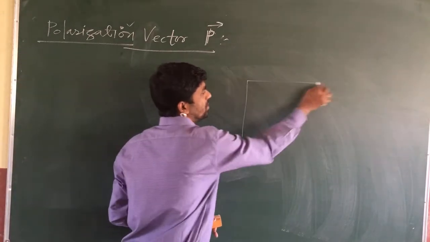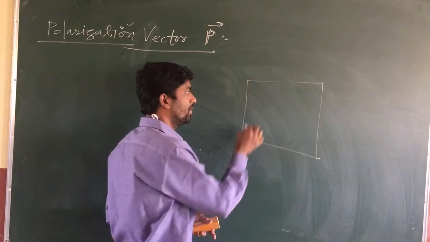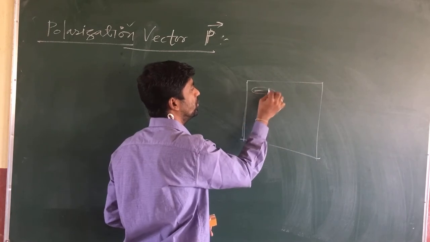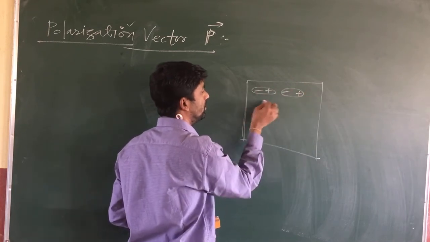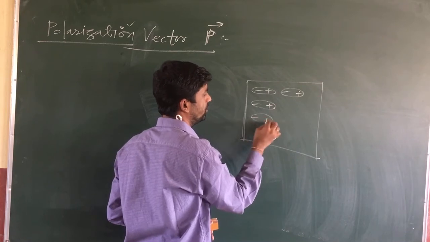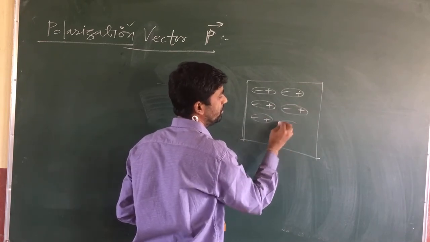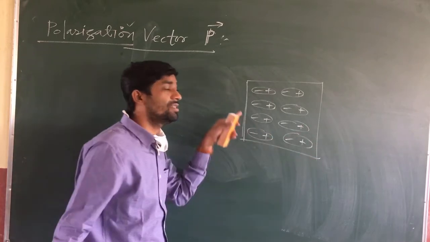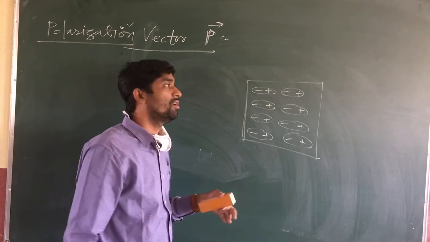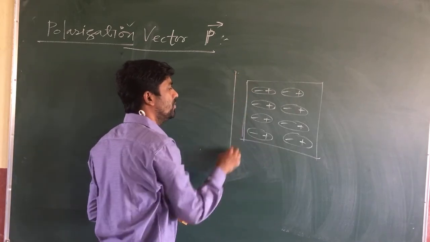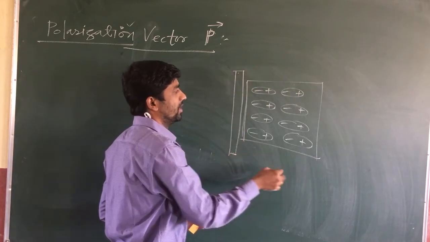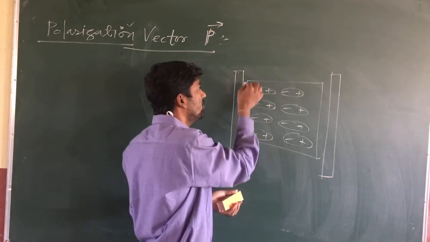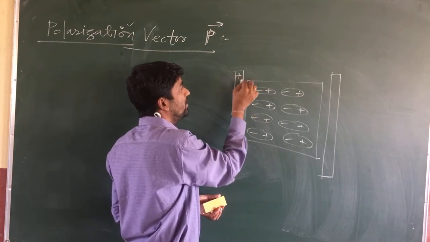Suppose this is your dielectric material. Dielectric material consists of dipoles, negative, positive, negative, positive, and these dipoles are aligned in the direction of the electric field. That means when the electric field is applied, all these dipoles are aligned in the same direction.